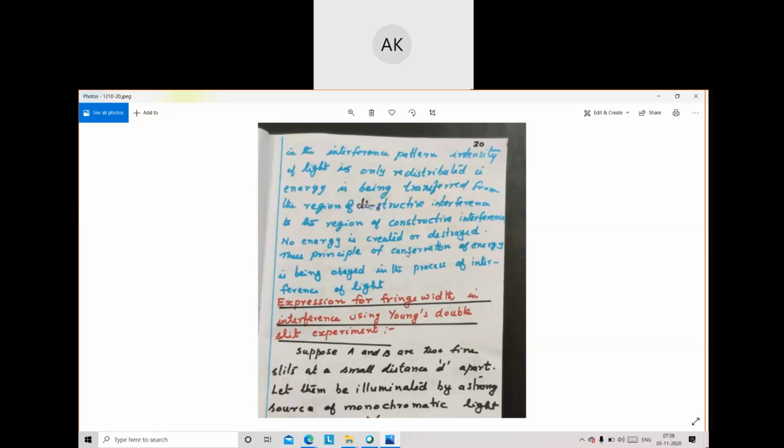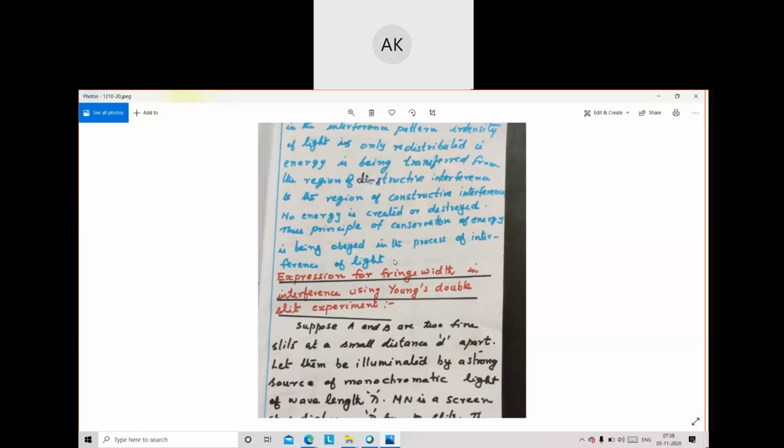As a 2-mark question it may be asked: show that interference is in accordance with energy conservation. So you have to do all these steps. Find the average intensity during interference, find the intensity when there is no interference, and show that both of them are equal. That means it is in accordance with energy conservation.